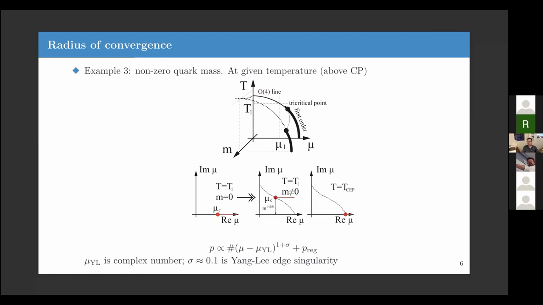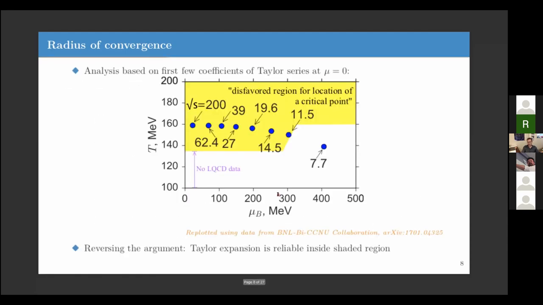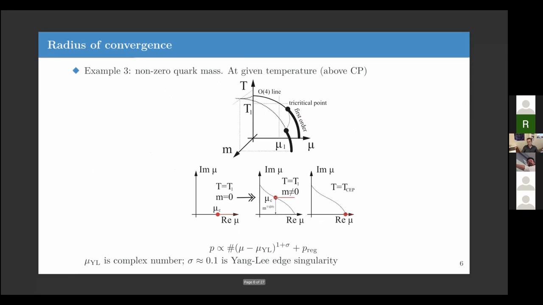So if we go towards the critical endpoint, this singularity evolves in this complex chemical potential plane. So it moves, it goes closer and closer to the real axis of the chemical potential, and eventually it pinches the real axis, and this is where we expect the critical endpoint. So the singularity which is related to the crossover is continuously connected to the critical endpoint. And this is the key property of the singularity. And this is why it is interesting to study the location of the singularity in general.